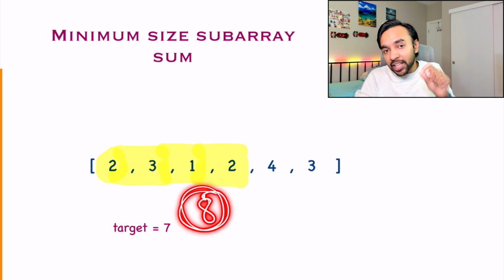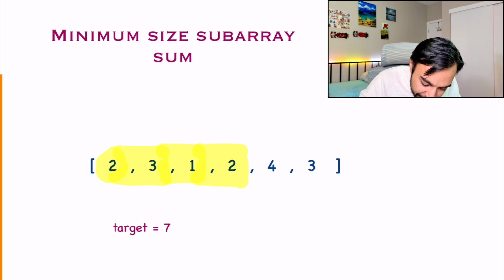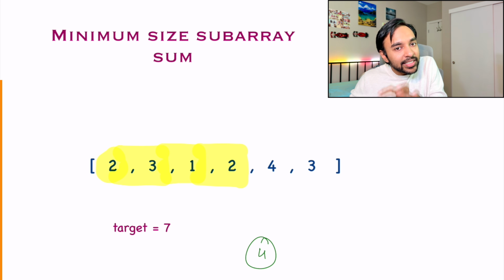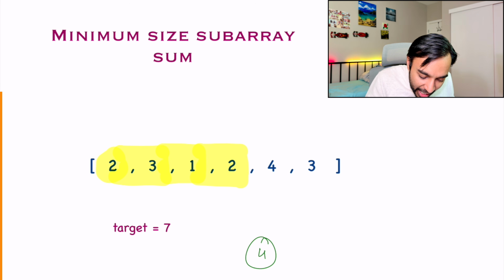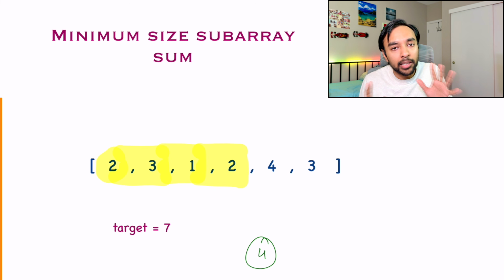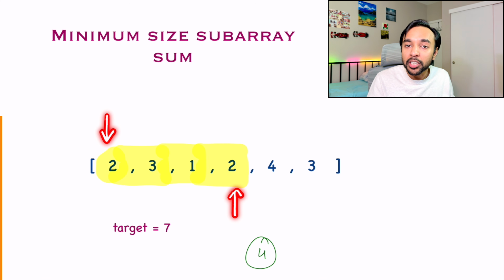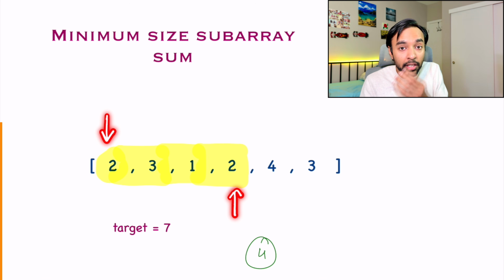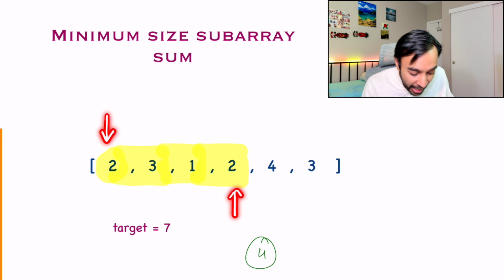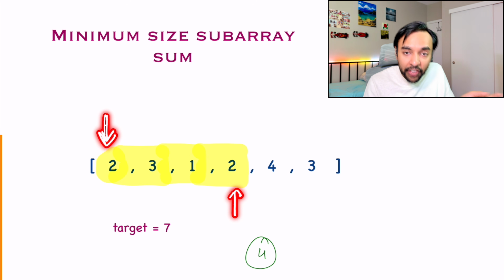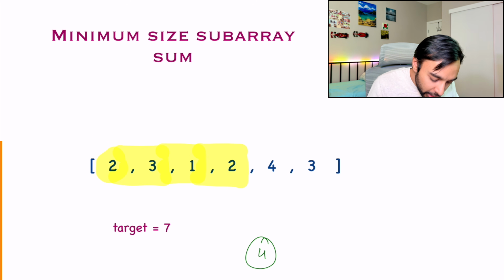And what is the length of this array? The length is 4. So at least I found out one possible solution. But until I scan my entire array, I am not sure. So what are you basically doing over here? This is the left pointer and this is the right pointer. To increase your length, you do a right plus plus, and to decrease your length, you do a left minus minus. So what I will do over here, I will do a left minus minus.